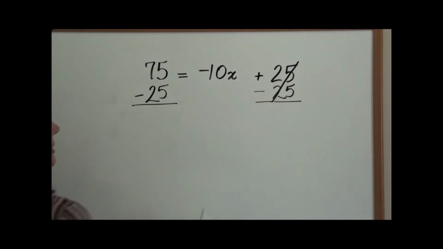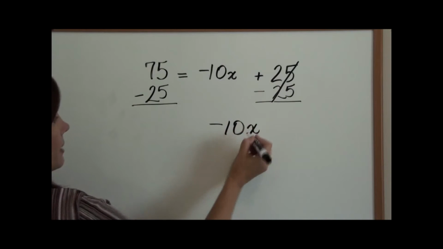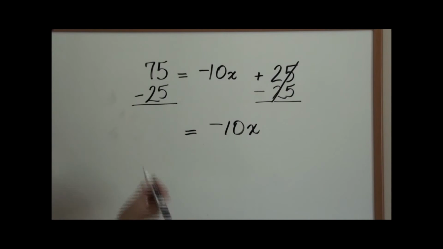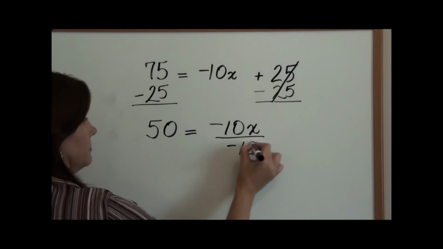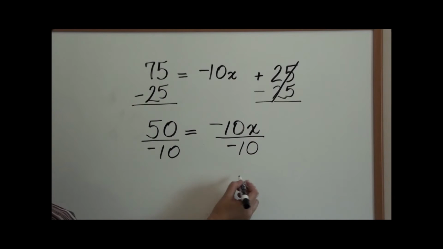25 minus 25 gives me 0. Okay, I'm left with negative 10x on the right side equals 75 minus 25 gives me 50 on the left side. Now, we're not finished because we have negative 10 times x. We want to divide by negative 10. Use the fraction bar to show division. Negative 10x divided by negative 10 gives me 1x. Positive 50 divided by negative 10 gives me negative 5. The solution is negative 5.